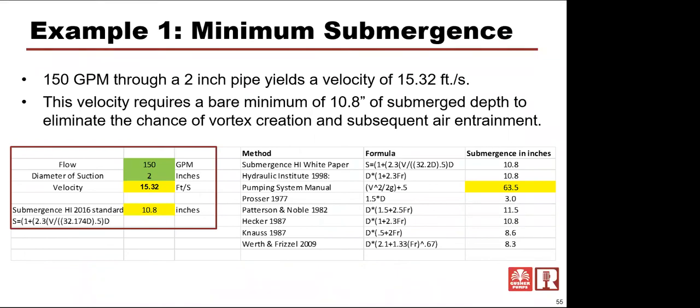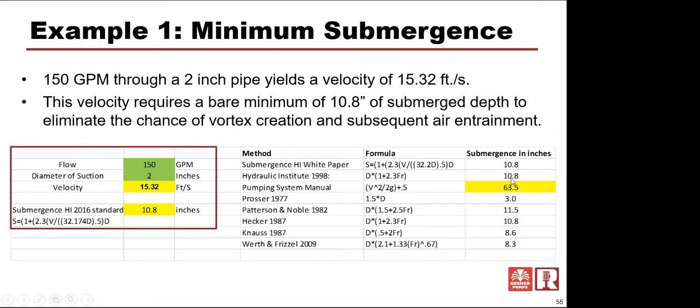I have a spreadsheet where each one of these is a different formulation of a calculation by different people. These are engineering firms that put these out. Some of these may be based on a particular pump manufacturer, for instance, Prosser, that all had a formula to be able to create what the minimum submergence was required at 150 gallons a minute through a 2-inch pipe, which is 15.32 feet per second, is what the velocity rate of that flow is coming into it. The HI standard 2016 says 10.8.